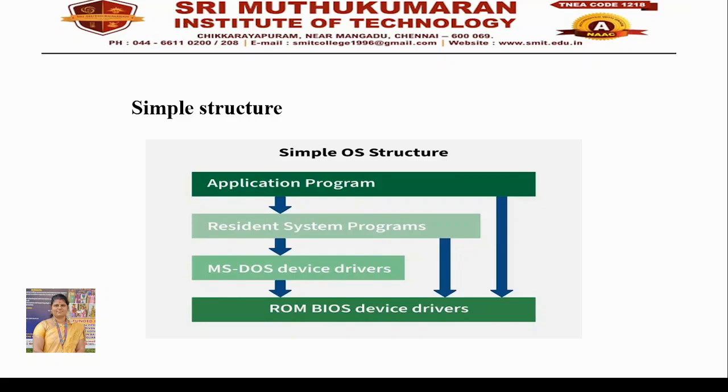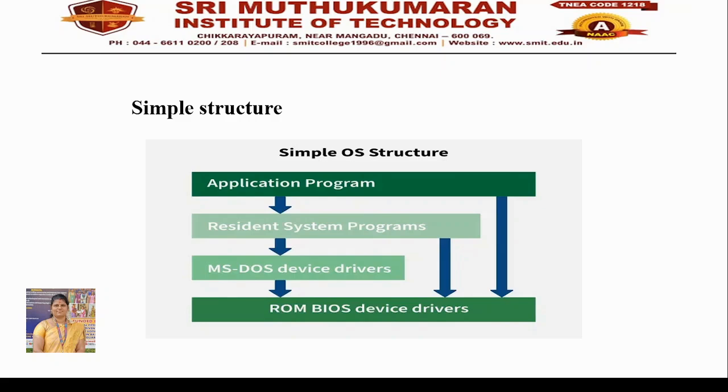The diagram of the simple structure shows application program, resident system programs, MS-DOS device drivers, and ROM BIOS device drivers. Application programs are software like browser, games. They request services from the operating system. The operating system controls and manages CPU, memory, and file devices.